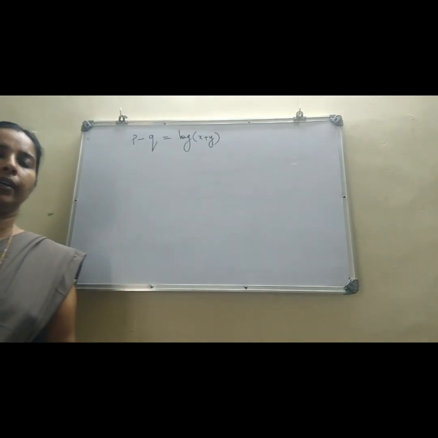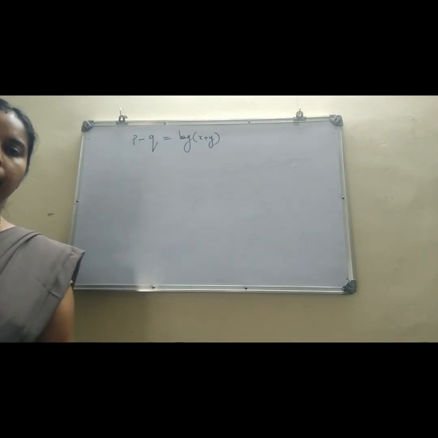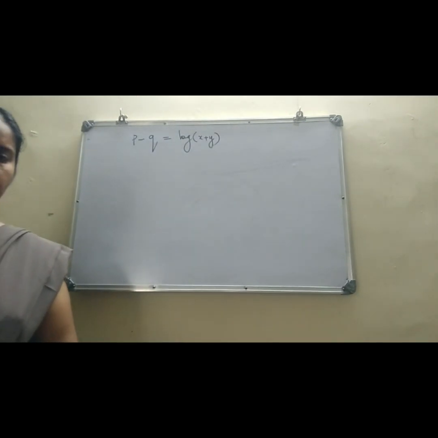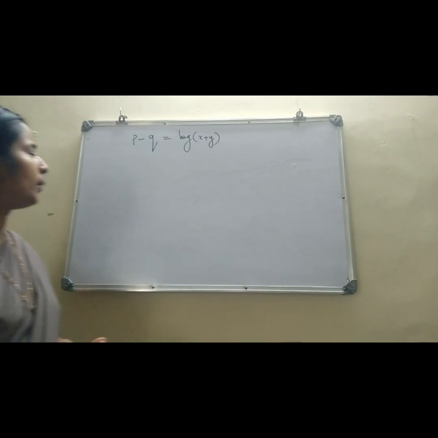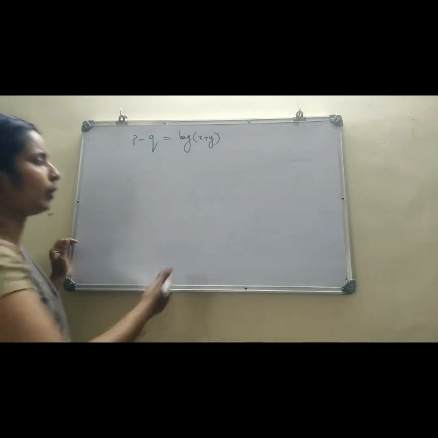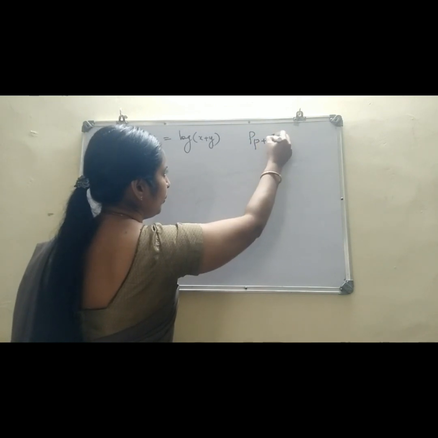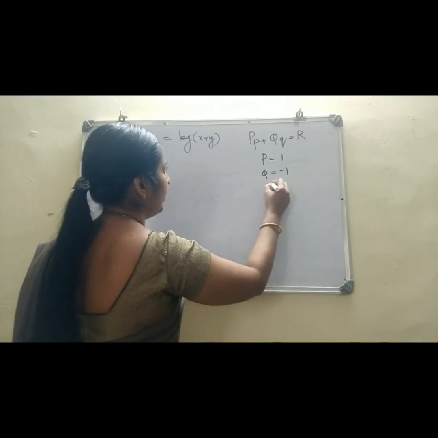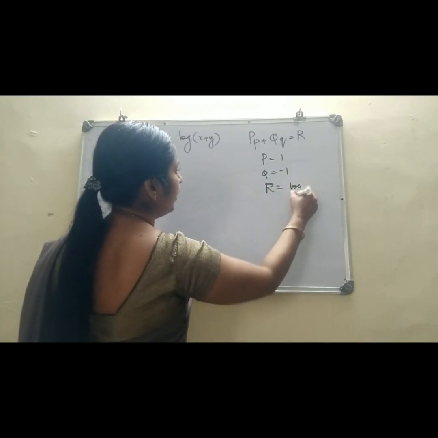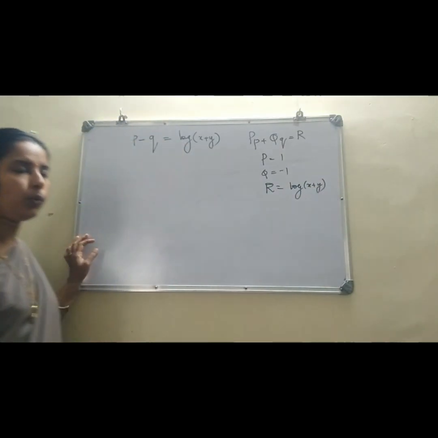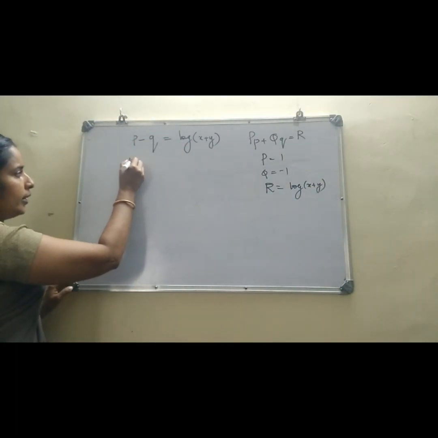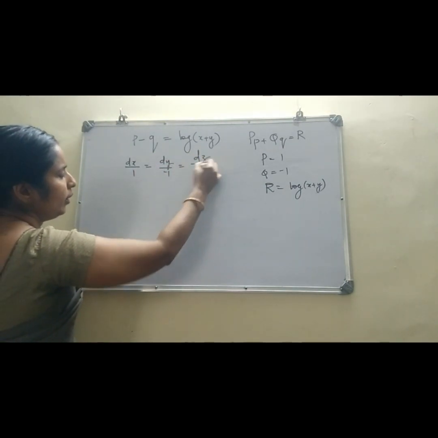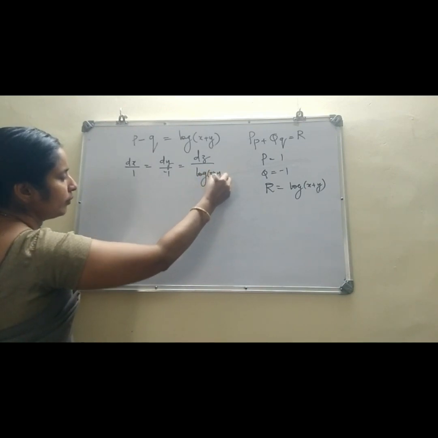Let me conclude this video by solving one more tricky example. Consider p minus q equal to log of x plus y. So here, what is p? For that you compare with Pp plus Qq equal to R. P is 1, Q is minus 1, R is log of x plus y. So what is the auxiliary equation? It is dx by 1 is equal to dy by minus 1 is equal to dz by log of x plus y.